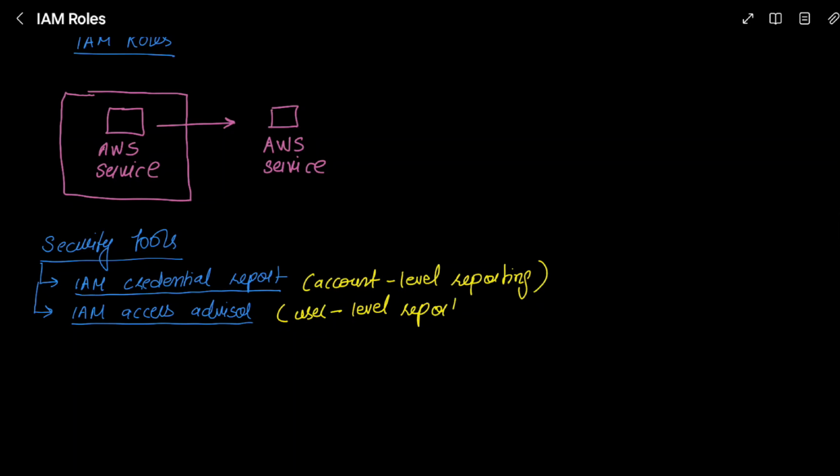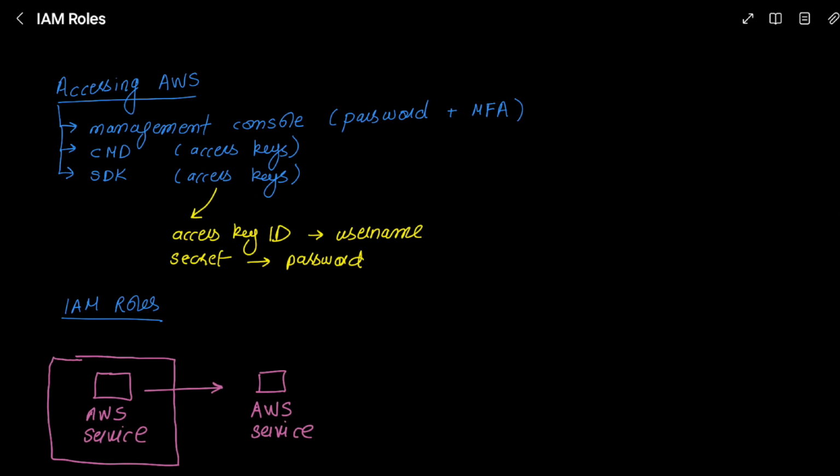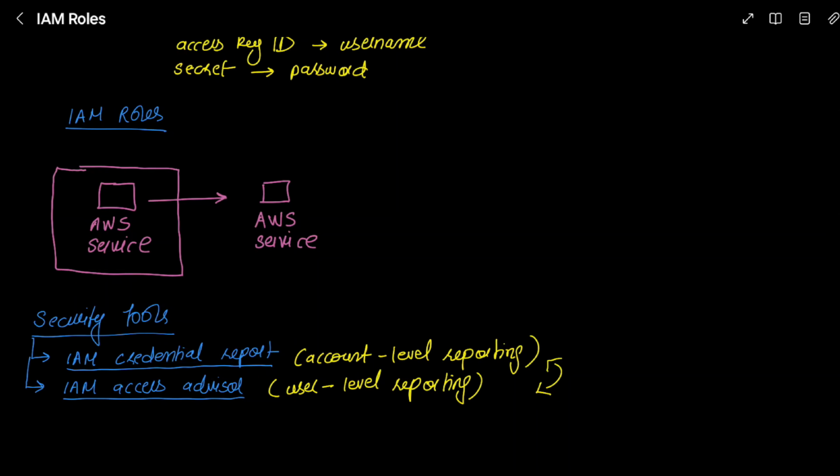So, in an exam, you just need to know the difference between these two. If you are asked about a use case which is specific to a user, then definitely your answer would be IAM Access Advisor. But if the question asks you to dig in more detail about certain aspects, then the IAM Credential Report gives you a whole account level perspective. So yeah, that's pretty much it about IAM roles and a bit of an introduction of how you can leverage IAM through reporting. So yeah, I'll see you in the next video.